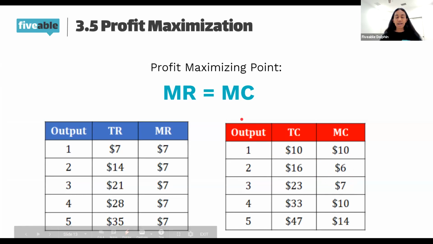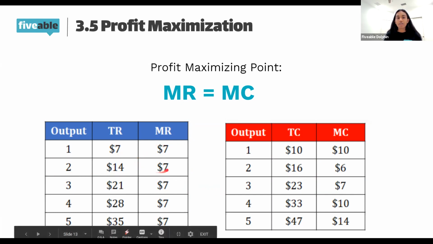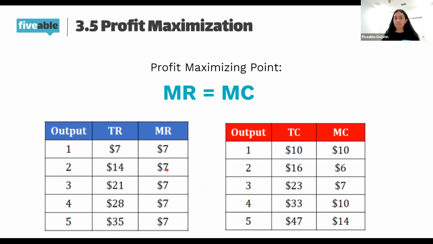But as I was saying, at this quantity of three, your profits are at their peak. If you produce anything more or less than that, you're not making as much profit as you could. If you made an output of two, your revenues would be higher than your costs, but you could be making more profit, because if you produced an extra unit, you could sell it and make the revenue from that as well.